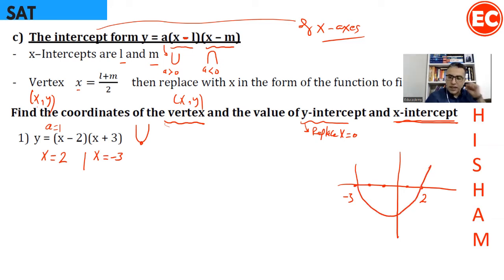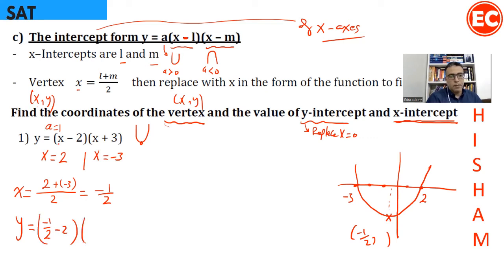So the vertex is the midpoint between 2 and negative 3. To find the x coordinate, I'm going to add them, 2 plus negative 3, and divide the value by 2. So it's negative half. So the vertex is at x equals negative half. And to find the y coordinate of the vertex, I'm going to replace x with negative half. So negative half minus 2, multiplied by negative half plus 3.